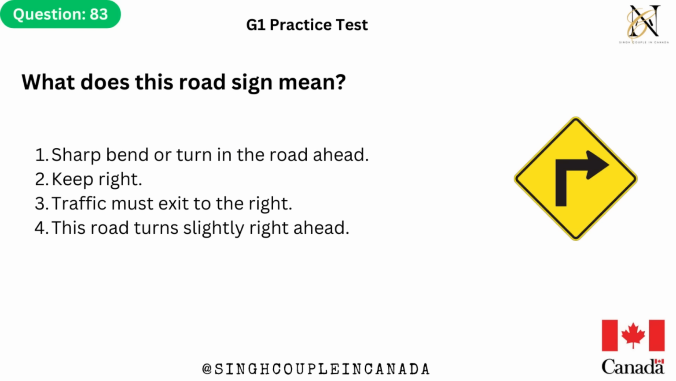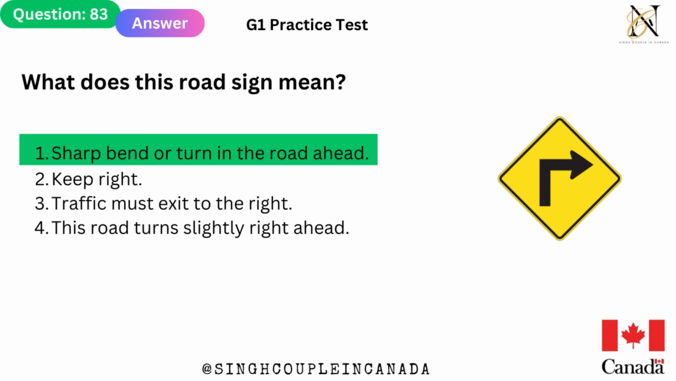What does this road sign mean? 1. Sharp bend or turn in the road ahead. 2. Keep right. 3. Traffic must exit to the right. 4. This road turns slightly right ahead. The answer is 1. Sharp bend or turn in the road ahead.